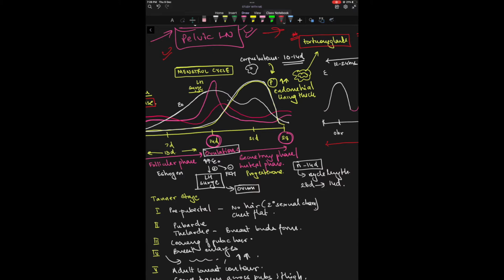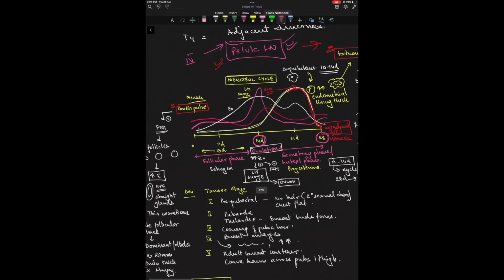Right. Then, if fertilization does not take place, what will happen? There will be a decrease in LH. As a result, there will be a decrease in progesterone and estrogen by the corpus luteum. And as the progesterone falls, this is known as withdrawal of progesterone, which is responsible for the menses. Right. So this is our menstrual cycle.